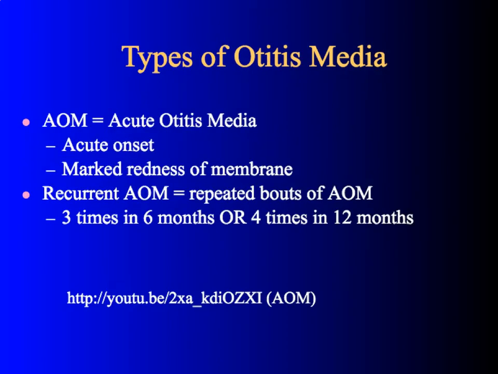So there's acute otitis media, which is an acute onset, and there's marked redness of the membrane. There's recurrent acute otitis media, where there are repeated bouts of acute otitis media, and that is defined as 3 times in 6 months or 4 times in 12 months. And I have a YouTube clip on that, which will be hyperlinked.